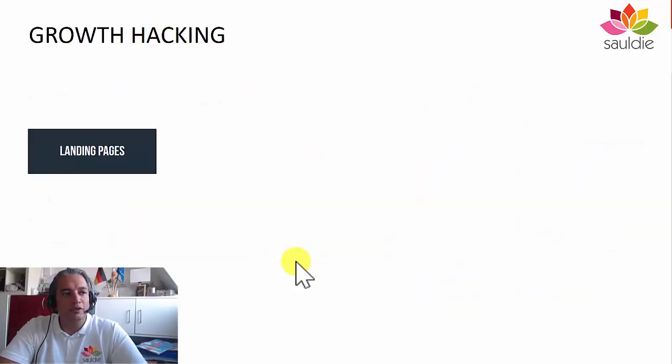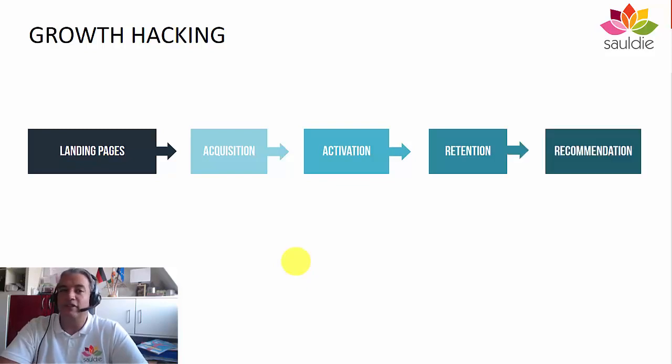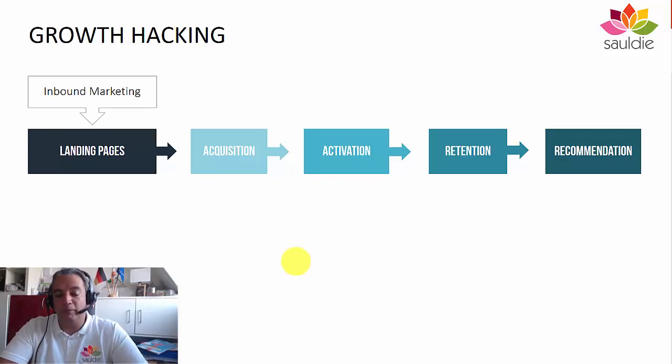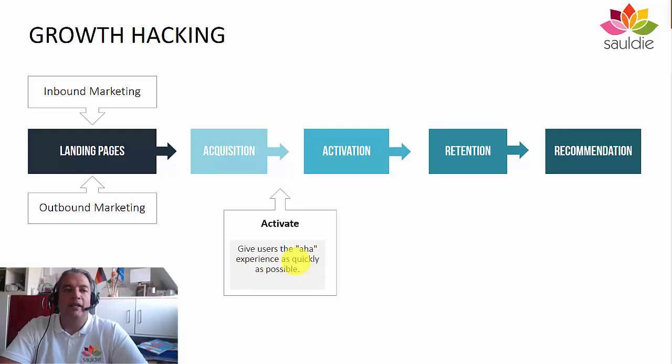Growth hacking is also, the way to do that is very easy. You create a landing page, you start the acquisition, then you activate the people, you take care that there's enough retention, and then recommendation. For that, the landing pages can be promoted through inbound marketing or outbound marketing. That means that we can really support a landing page to become visible in the world and create traffic, visitors on that. And then we have to activate it, give the users an aha experience as quickly as possible.